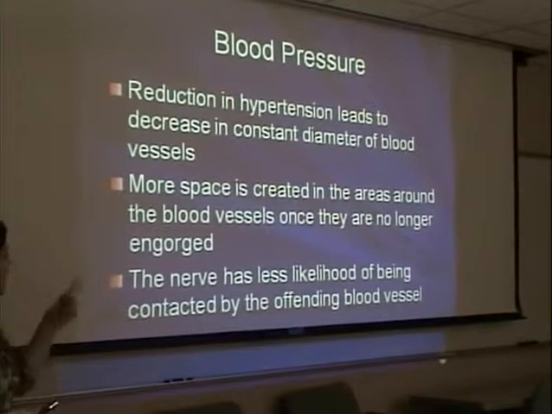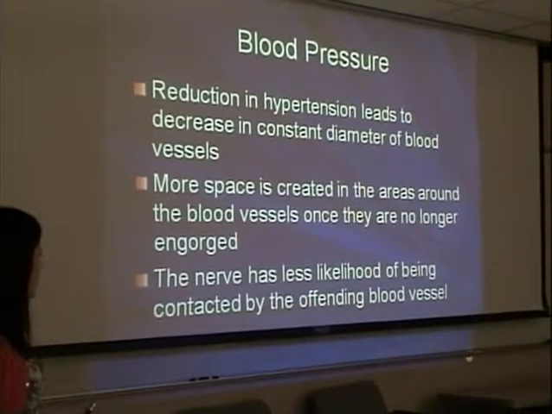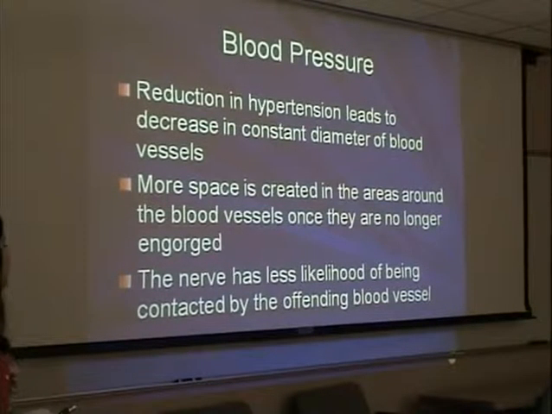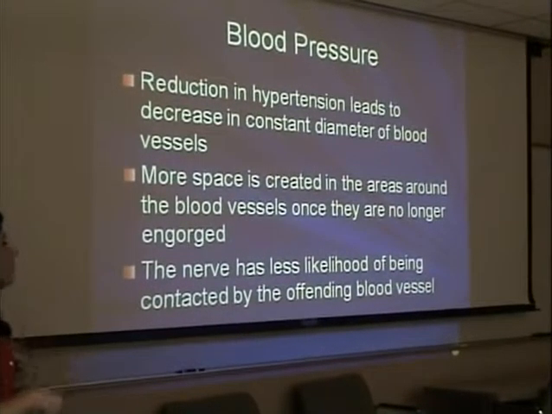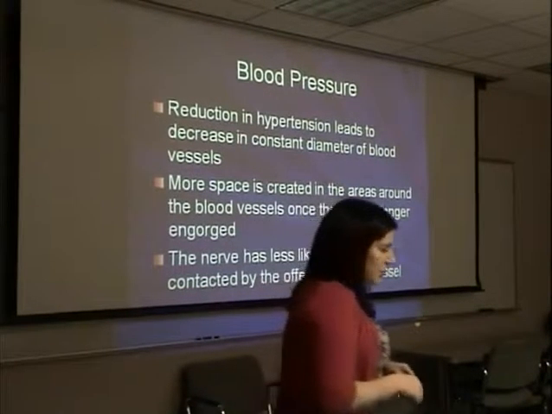So reduction in hypertension leads to a decrease in the diameter of the blood vessel. More space is created in the area around the blood vessel once there is no longer engorgement, and the nerve is less likely to be contacted by the offending blood vessel. So it's really neat. I just want to share the backstory on this.